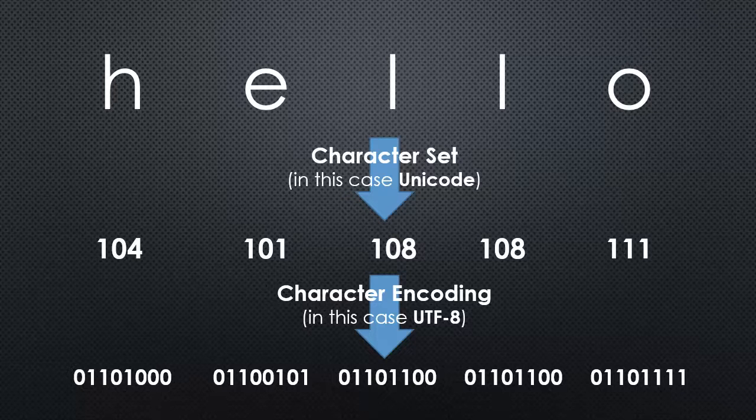So character sets and character encodings. When we talk about character sets, we're talking about what number is each character represented by. We assign each character, letters and symbols, a number. Character encoding means how many bits are we using to store that number. The more bits, the more characters we can store because the number is bigger. UTF-8 on the internet is by far the most popular.